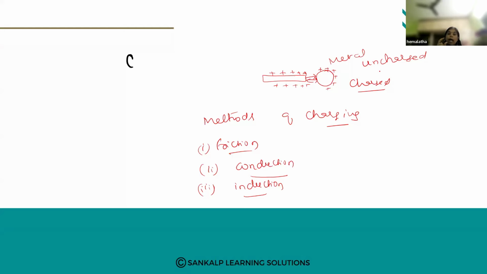Same thing, if a charged particle like a glass rod comes in contact with a metal disc which is not at all charged, then what happens? The charges will flow from here to here. Charge flows from the charged particle to the uncharged particle, so the total number of charges remains constant. Nothing changes, it just flows from here to here. So the uncharged particle also becomes charged.